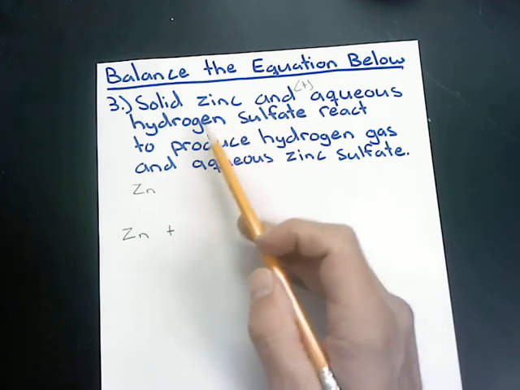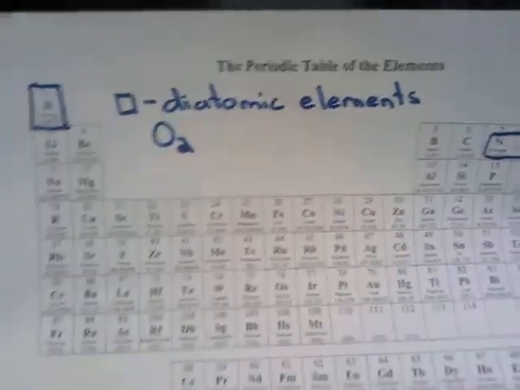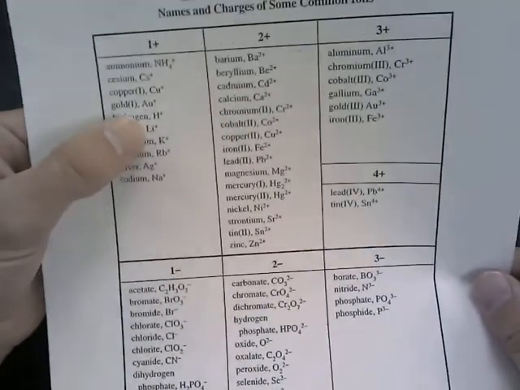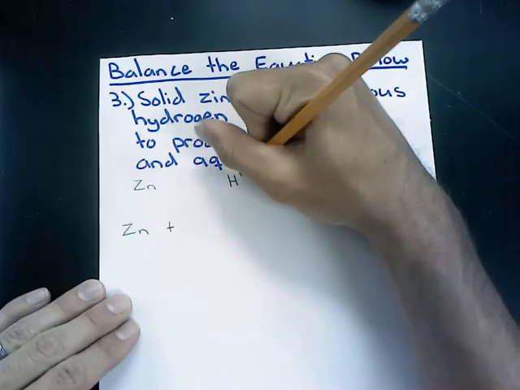Notice how hydrogen here is involved in a compound. So if that's the case, we have to identify the charge for H+. And so the charge for H+, if you want to look it up, is 1+. So that represents our charge. So we have H with a 1+.